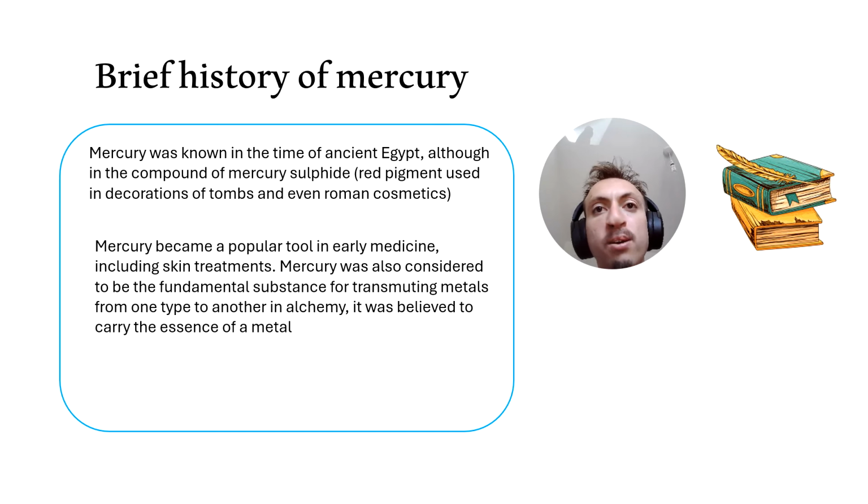And if we look back early in medicine, mercury was believed, probably partly due to its special properties, to be fairly powerful. So it was used in skin treatments, it was even used as an antidiuretic.